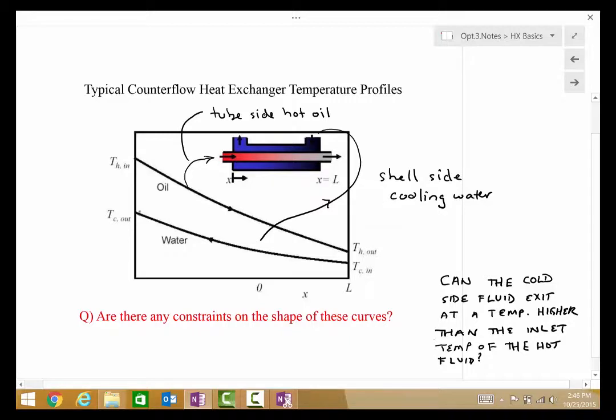Here we see that the cold side fluid is actually exiting at a temperature that is larger than the hot side outlet temperature, and that's a reasonable thing. We'll see that the constraints on the temperature profile, that is the convexity or concavity of these, is dependent on whether these are counterflow, co-flow, and what we understand about the temperature differences. We'll also look at what it means to have curvature in these profiles as compared to having straight line, constant temperature changes with respect to x.